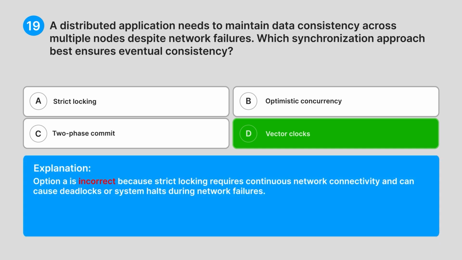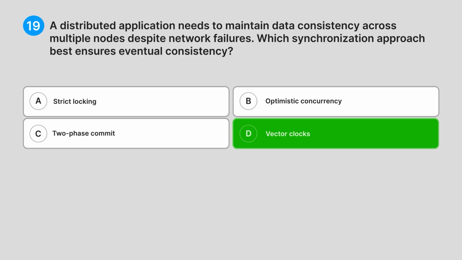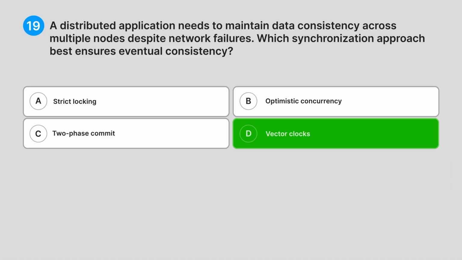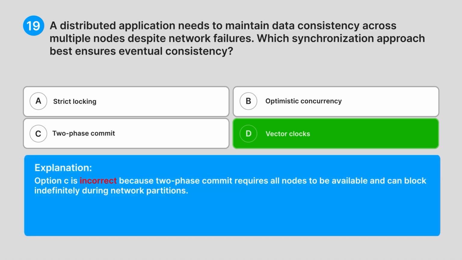Option A is incorrect because strict locking requires continuous network connectivity and can cause deadlocks or system halts during network failures. Option B is incorrect because optimistic concurrency assumes conflicts are rare but doesn't provide a mechanism for ordering events across distributed nodes. Option C is incorrect because two-phase commit requires all nodes to be available and can block indefinitely during network partitions.